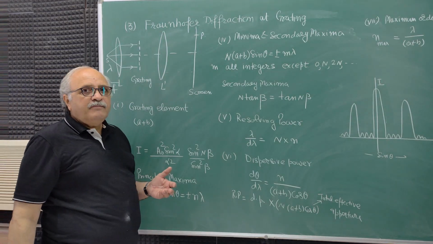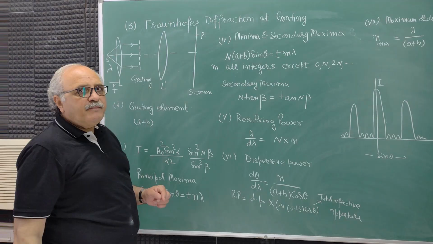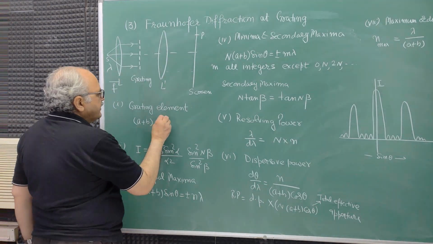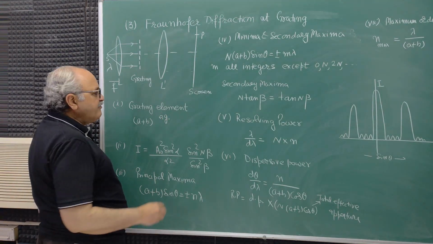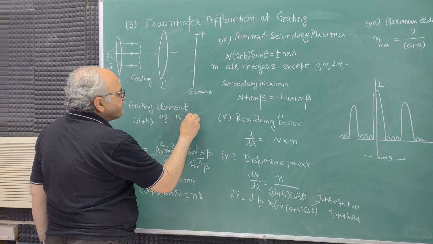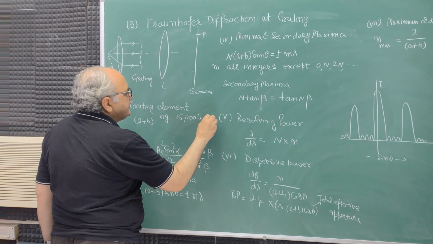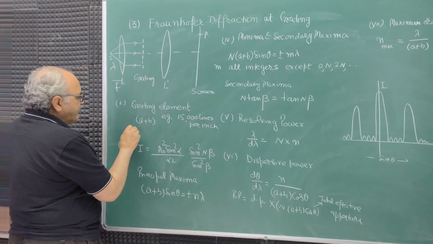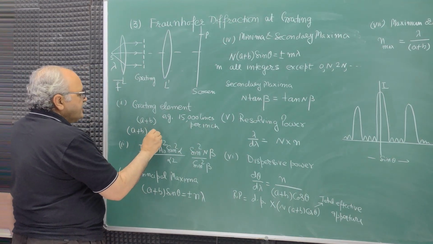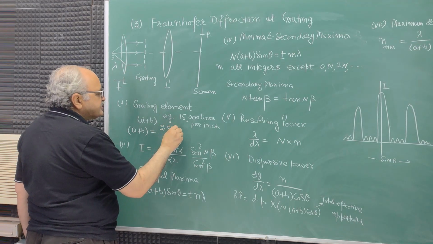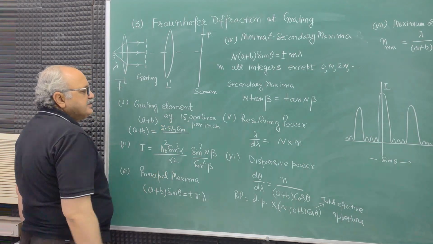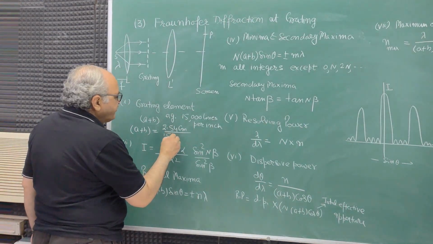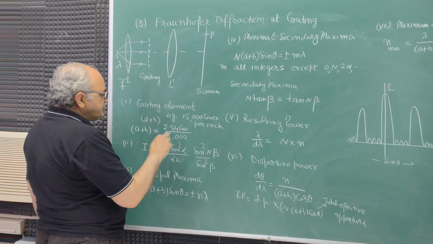Now sometimes when they give a grating to you, they give the number of lines per unit length of it. Say, for example, it is given that you have a grating with 15,000 lines per inch. In that situation, your grating element a plus b will become 2.54 centimeter, that is, the length of 1 inch in centimeters, divided by 15,000 lines. So this is a plus b.